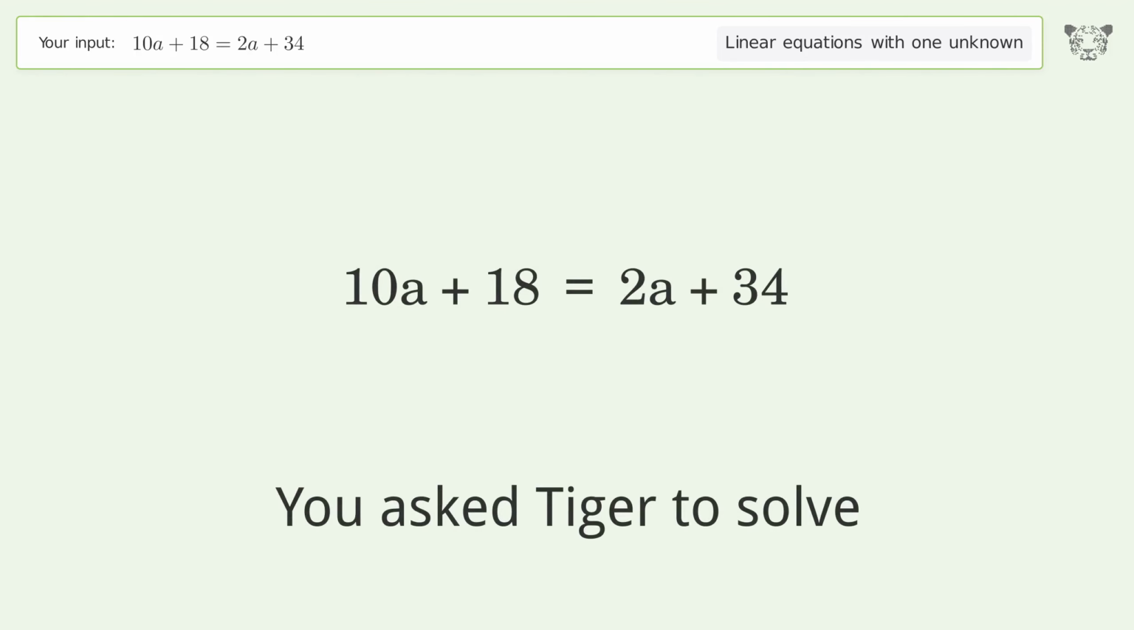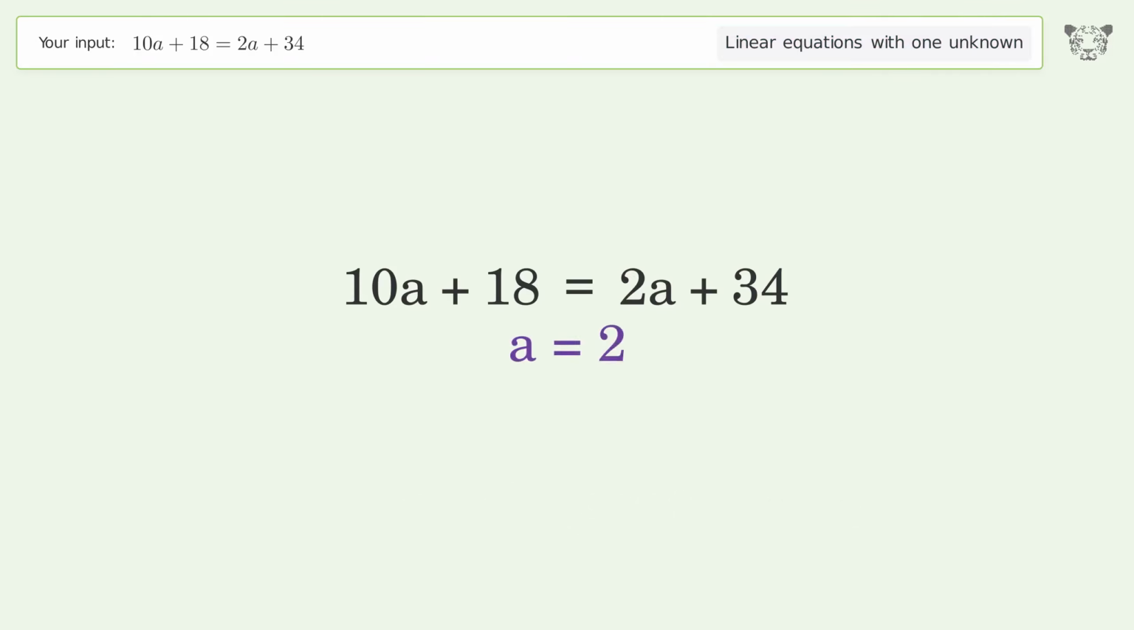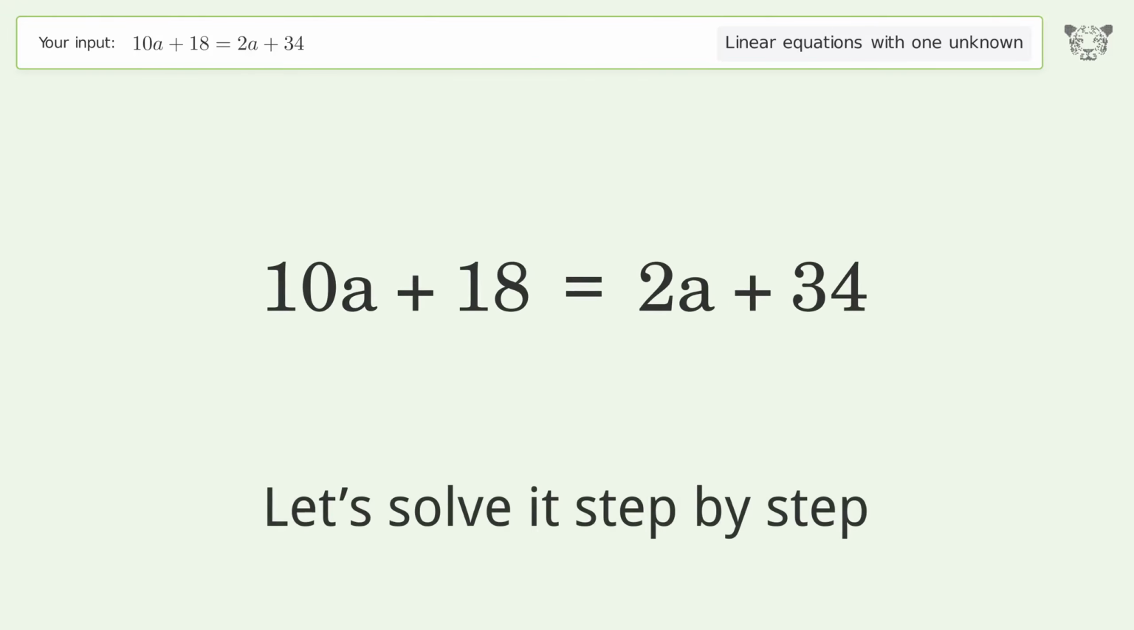You ask Tiger to solve this. It deals with linear equations with one unknown. The final result is a equals 2. Let's solve it step by step.